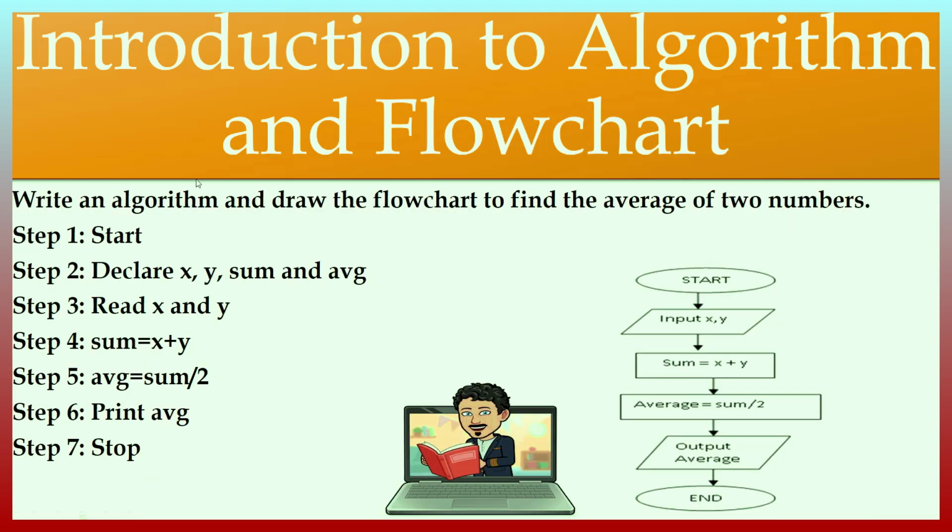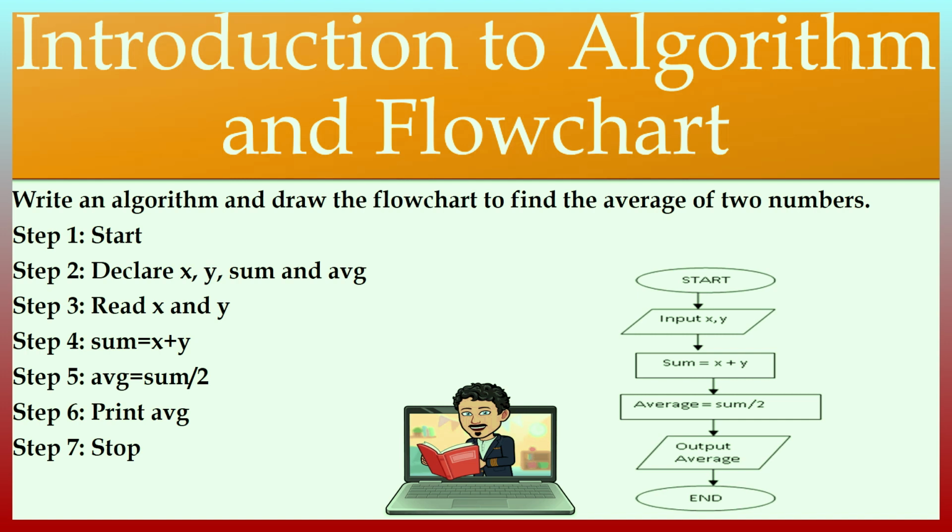Next example is: write an algorithm and draw the flowchart to find the average of two numbers. Okay, so what is the task? We want to find out the average of two numbers. For this task, we want to write an algorithm and draw a flowchart. Let me explain what is meant by average. Average is nothing but you add two numbers and divide the result by two. That is called the average.